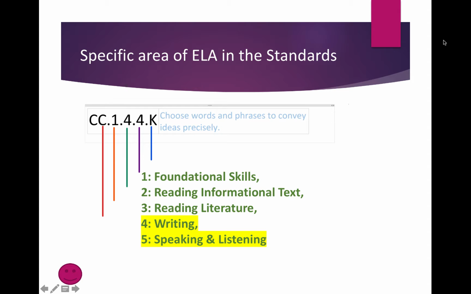Let's look again at the third digit. There are 5 areas of English language arts within our standards. It's important that you know the meaning of all 5. But for the purpose of this class, anytime you're citing a standard for a mini lesson or a student goal, recognize that it either should have a 4 for writing or a 5 for speaking and listening. However, I can't stress enough, it's important that you know what all 5 mean.